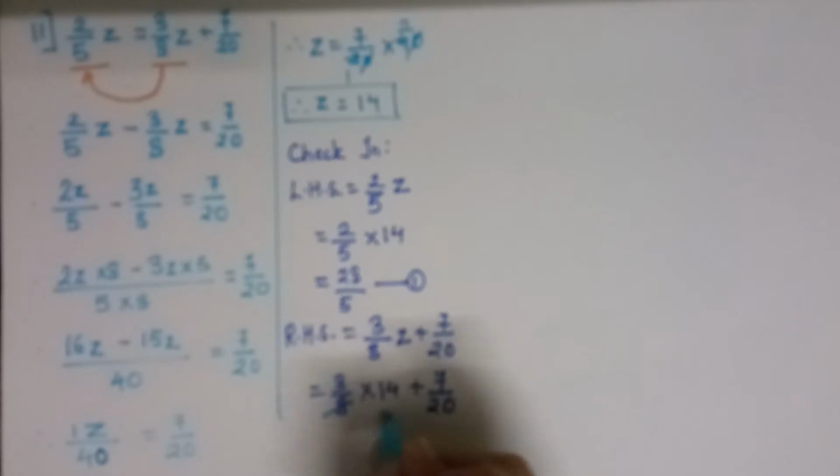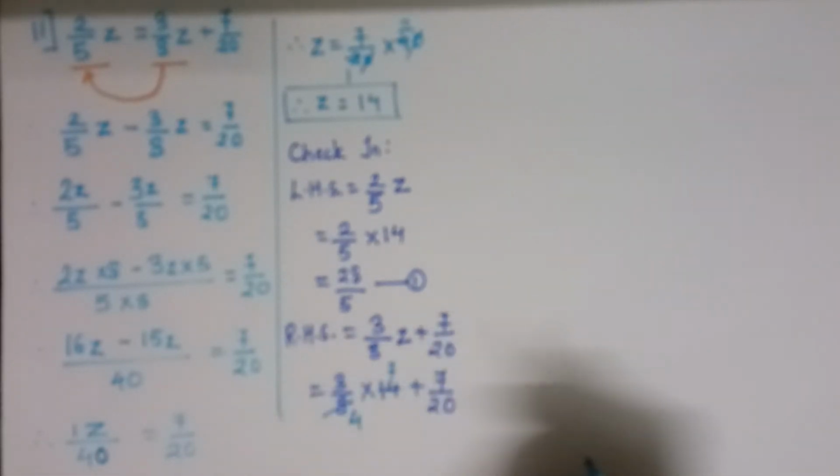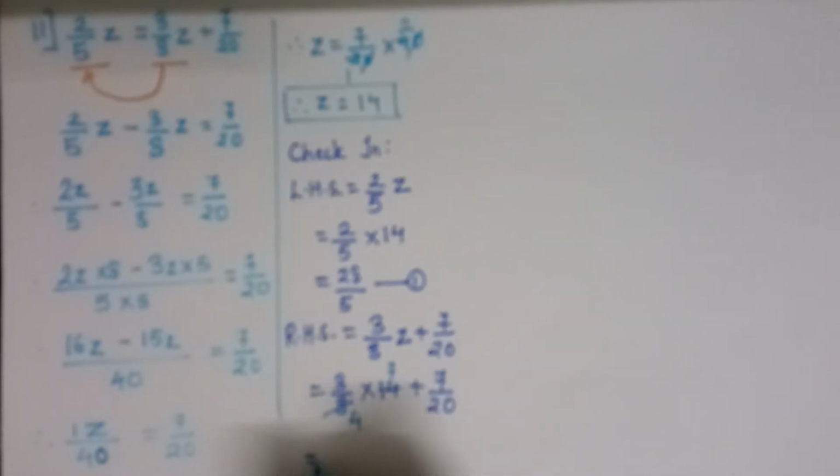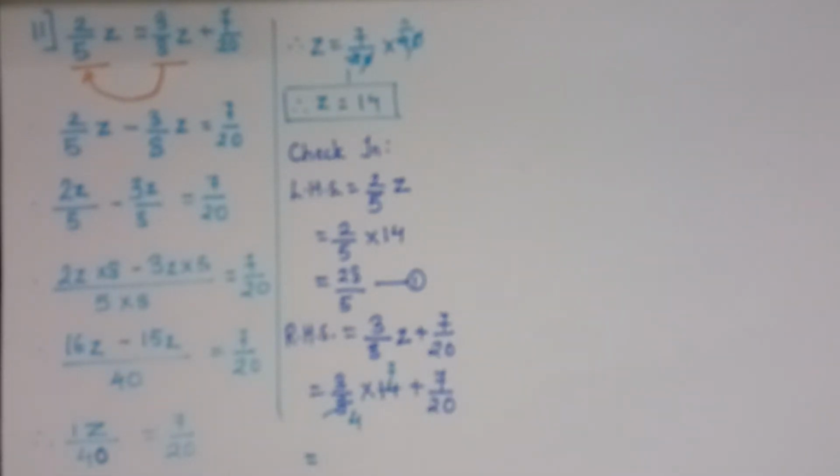Even though you are not dividing, you're directly multiplying, this is okay, fine, but I'm showing you if we can make it simpler. So 2 4s are 8, 2 7s are 14, right? So what we get? We get 7 multiplied by 3, that is 21 upon 4 plus 7 upon 20.